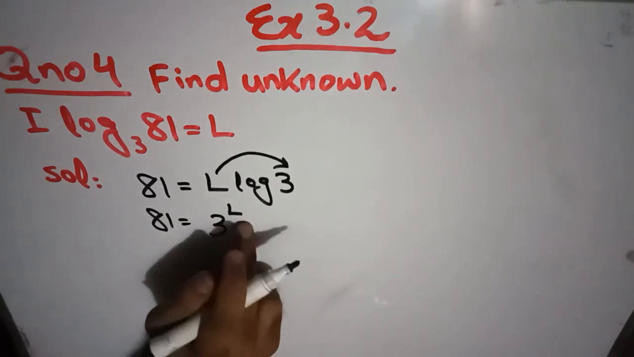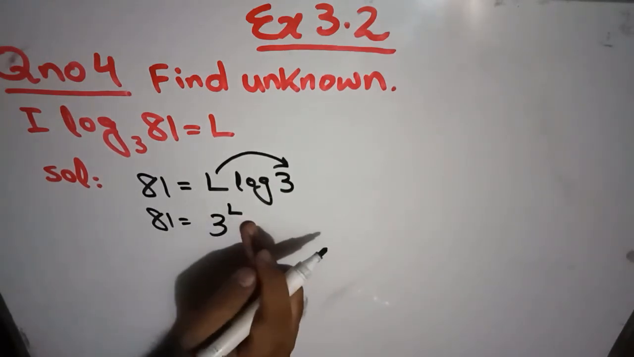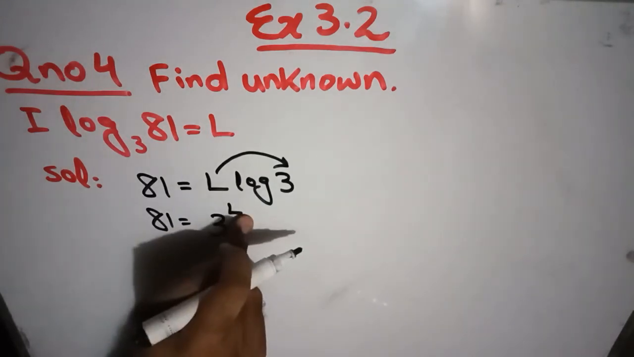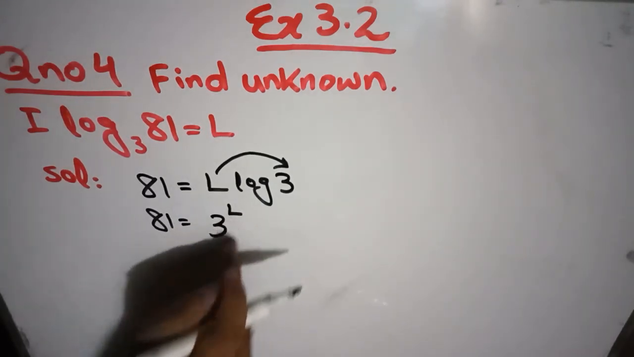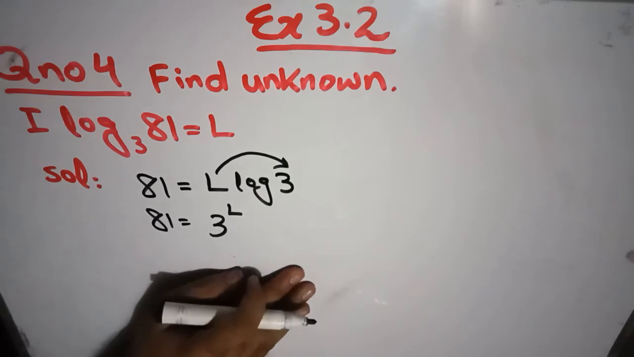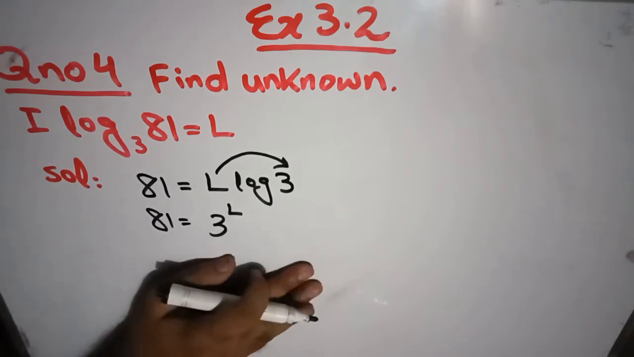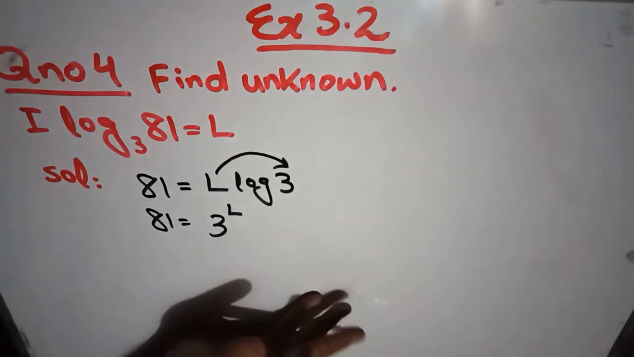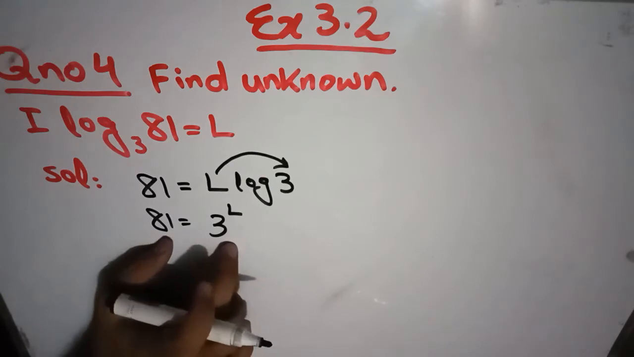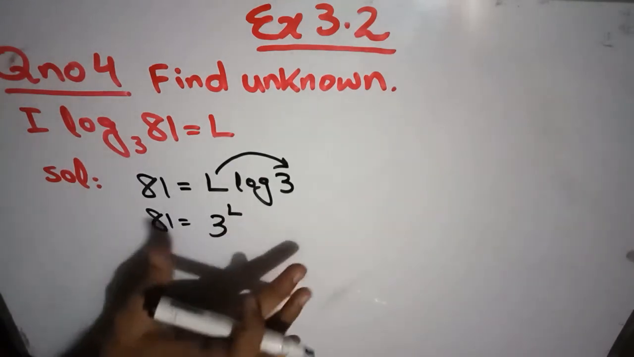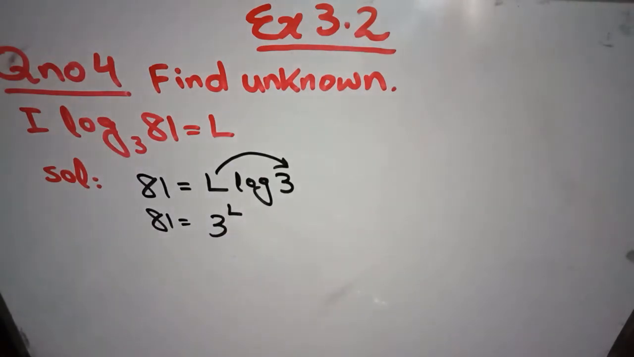Now you have to find the unknown. How will you find it? To find the unknown variable, you have to equalize the base or the power. If you don't equalize the base, you have to equalize the power, and if you don't equalize the power, you have to equalize the base. So one thing you have to do.